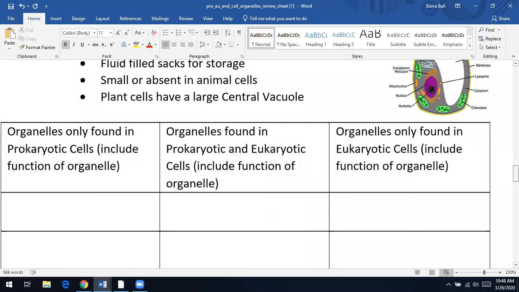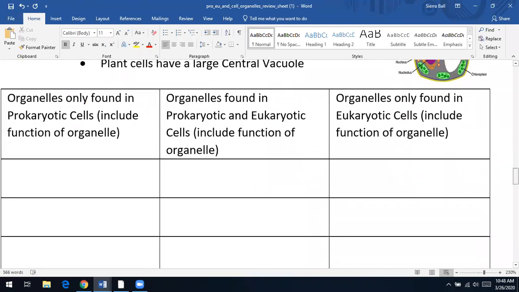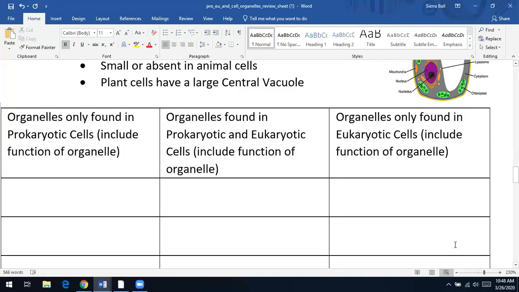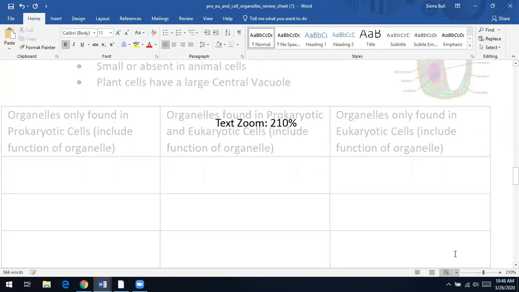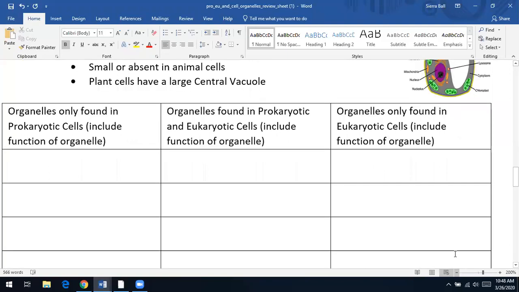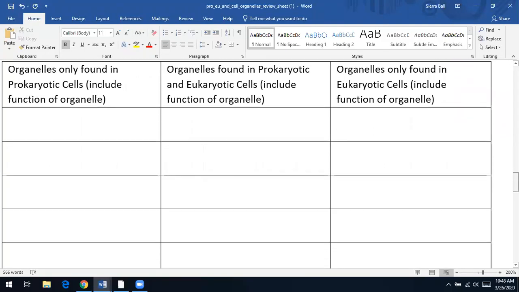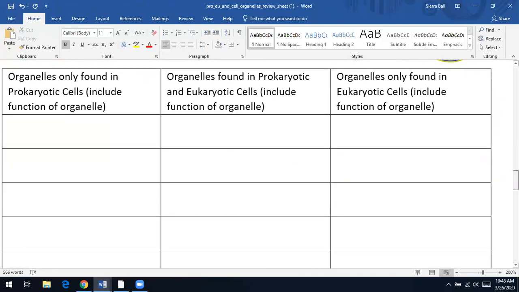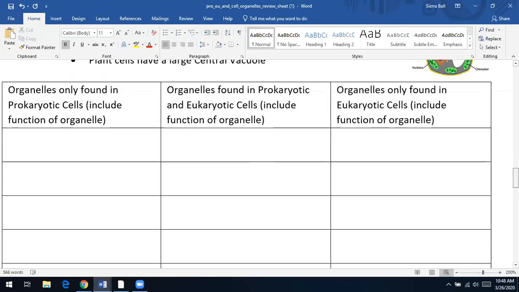All right, so let's look. According to this chart, you're supposed to determine what organelles are only found in prokaryotes, what organelles you find in both prokaryotes and eukaryotes, and what organelles are only found in eukaryotic cells. If you could tell me what the answers are, I'll type them in, and then I will stop and give you time to write these down, okay?